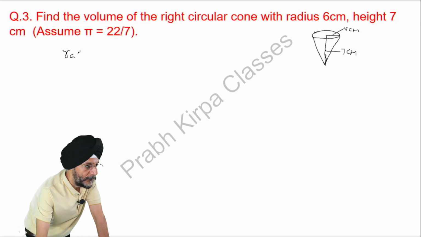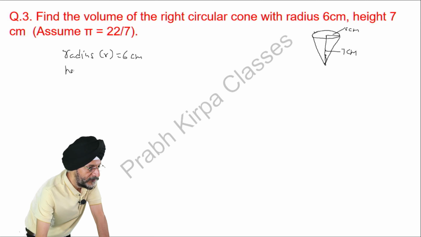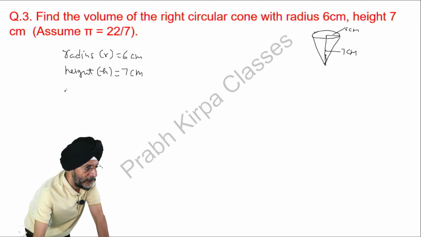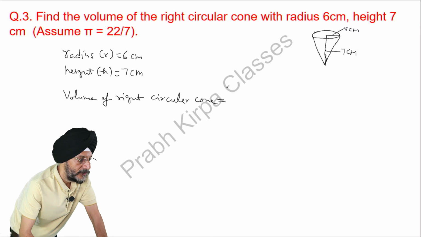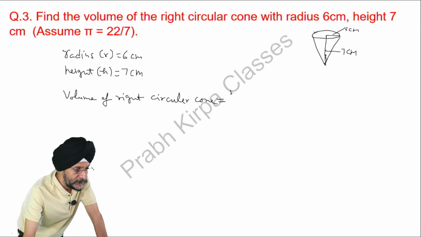So here we have been given radius as 6 centimeter. We have been given height as 7 centimeter and we have to calculate volume of right circular cone. And what is the formula for calculating the volume of the cone? It is 1 over 3 pi r square h.